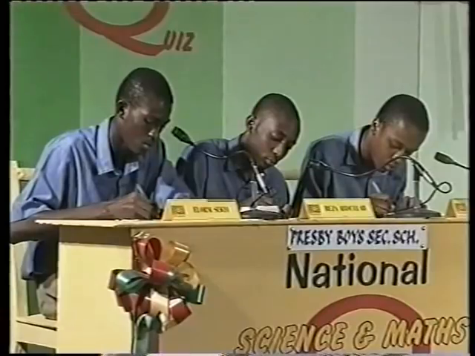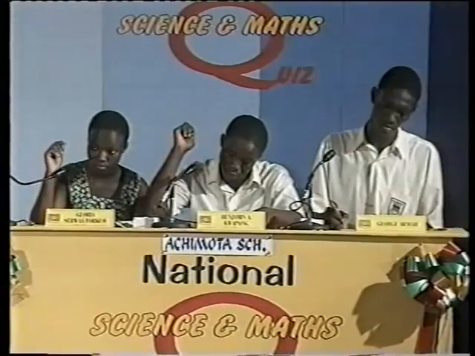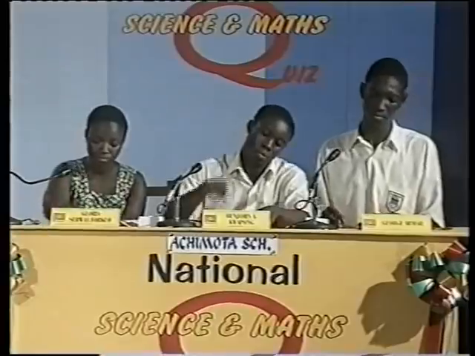Simplify the expression. Presec, x squared minus 5x minus 6 all over x minus 6. Yes, Elom. X plus 1. X plus 1 is correct. Achimota School, x squared plus 7x plus 12 all over x plus 4. Gloria. X plus 3. And that is correct.